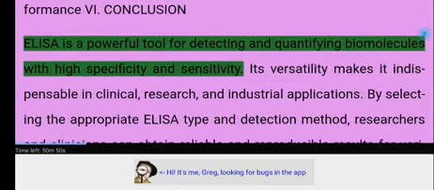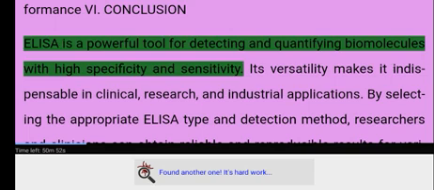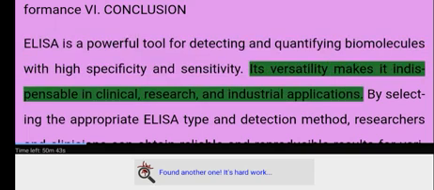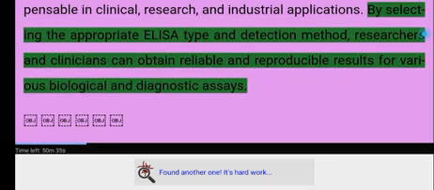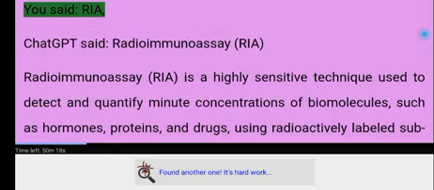Conclusion. ELISA is a powerful tool for detecting and quantifying biomolecules with high specificity and sensitivity. Its versatility makes it indispensable in clinical, research, and industrial applications. By selecting the appropriate ELISA type and detection method, researchers and clinicians can obtain reliable and reproducible results for various biological and diagnostic assays.